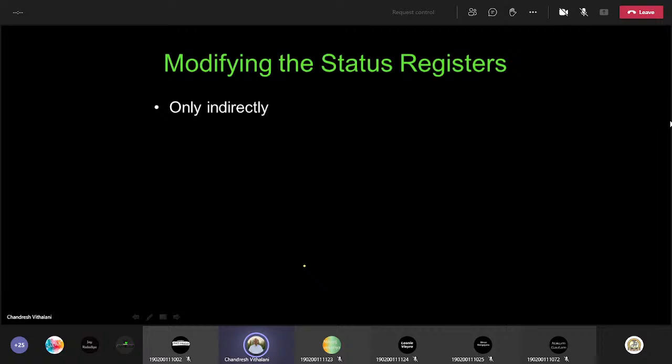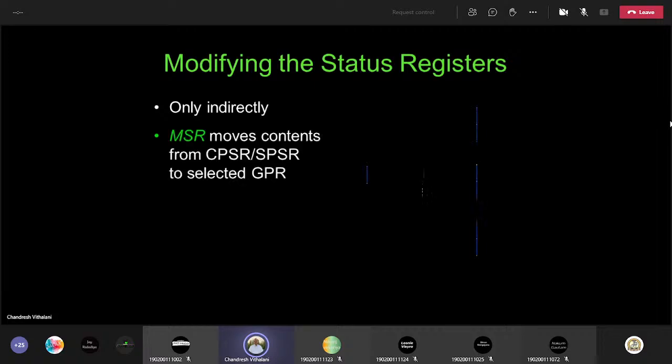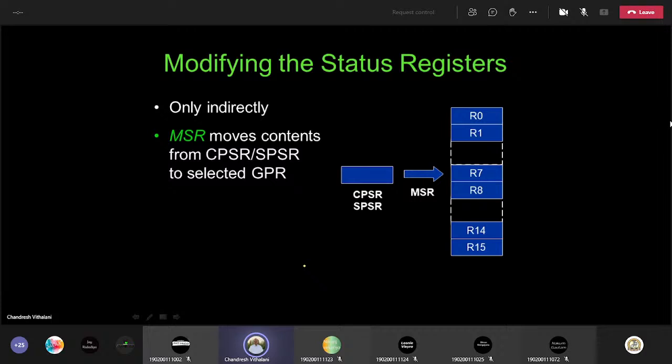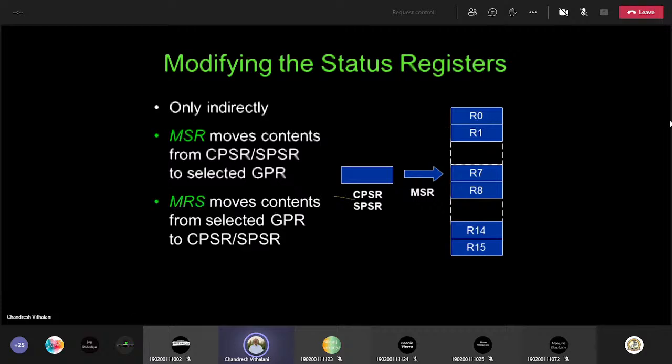Then, modifying the status registers. We have a status register, CPSR, that you can modify indirectly. So there is one, MSR, which moves the content from CPSR or SPSR to a selected GPR. If you use that, it will transfer the content of CPSR to the specified register. This is how you can modify the status register. Once it is available inside the registers, you can modify the content of the register, and after that you do the MRS, which moves the content from the selected GPR to CPSR or SPSR.